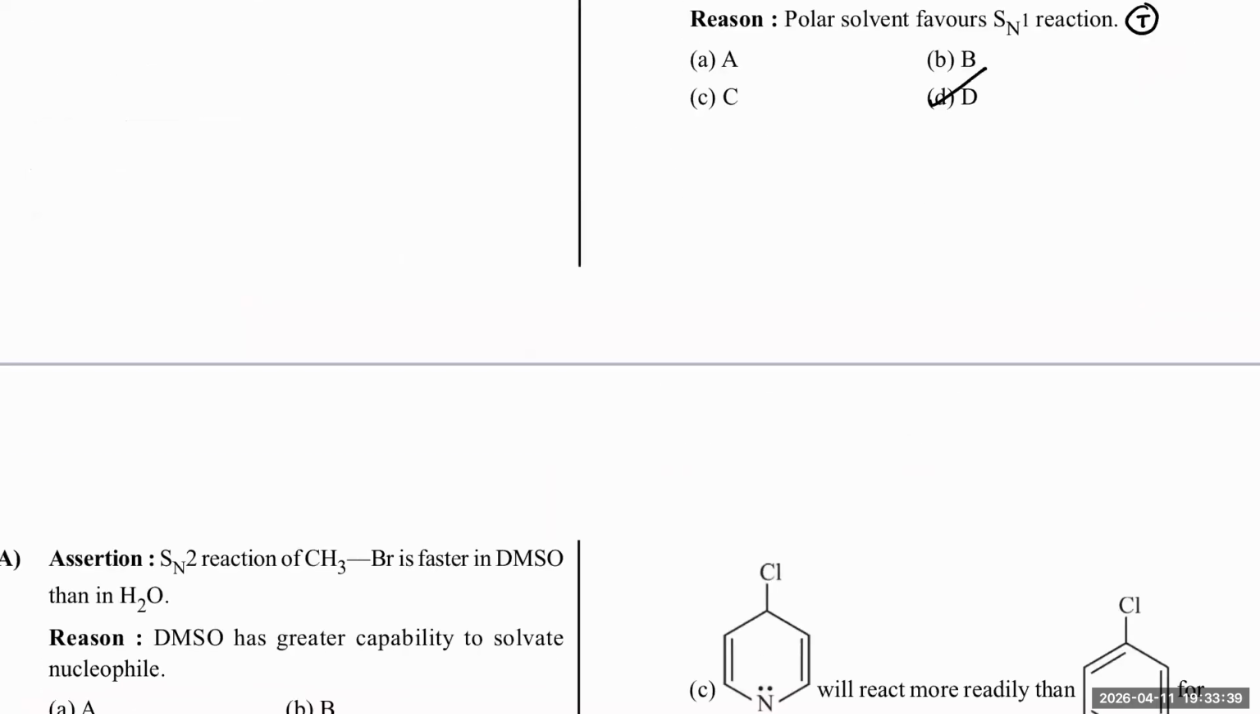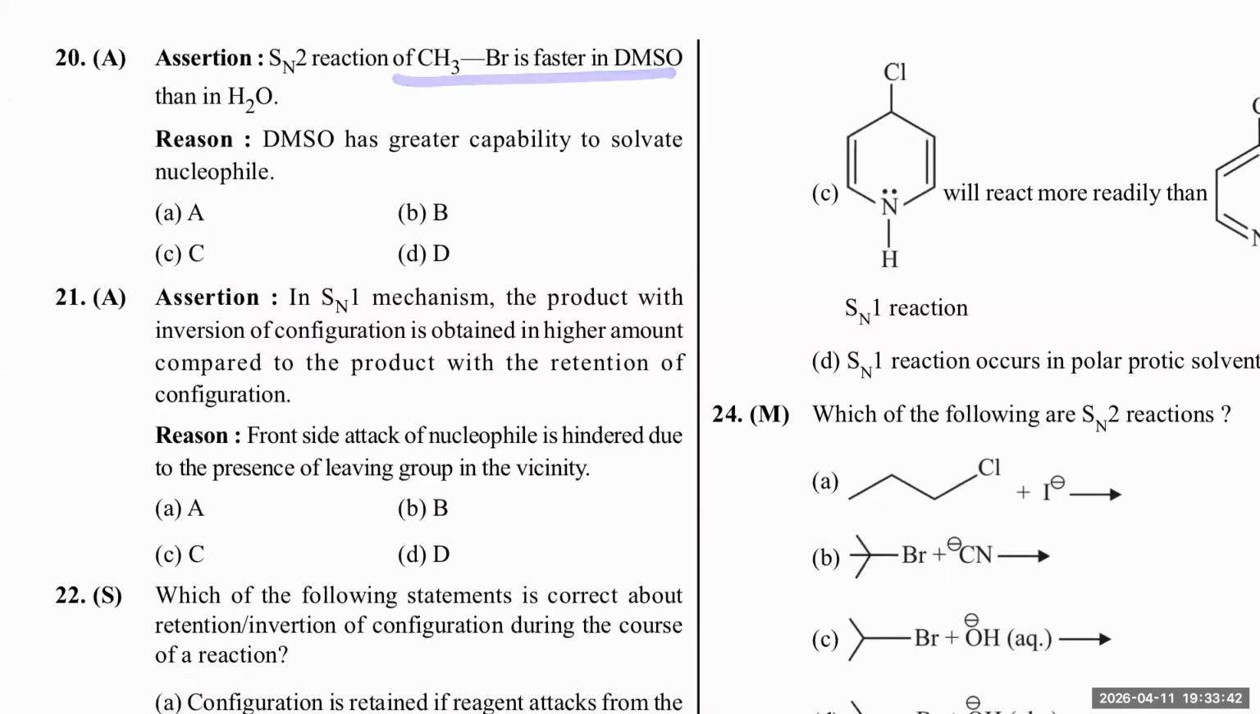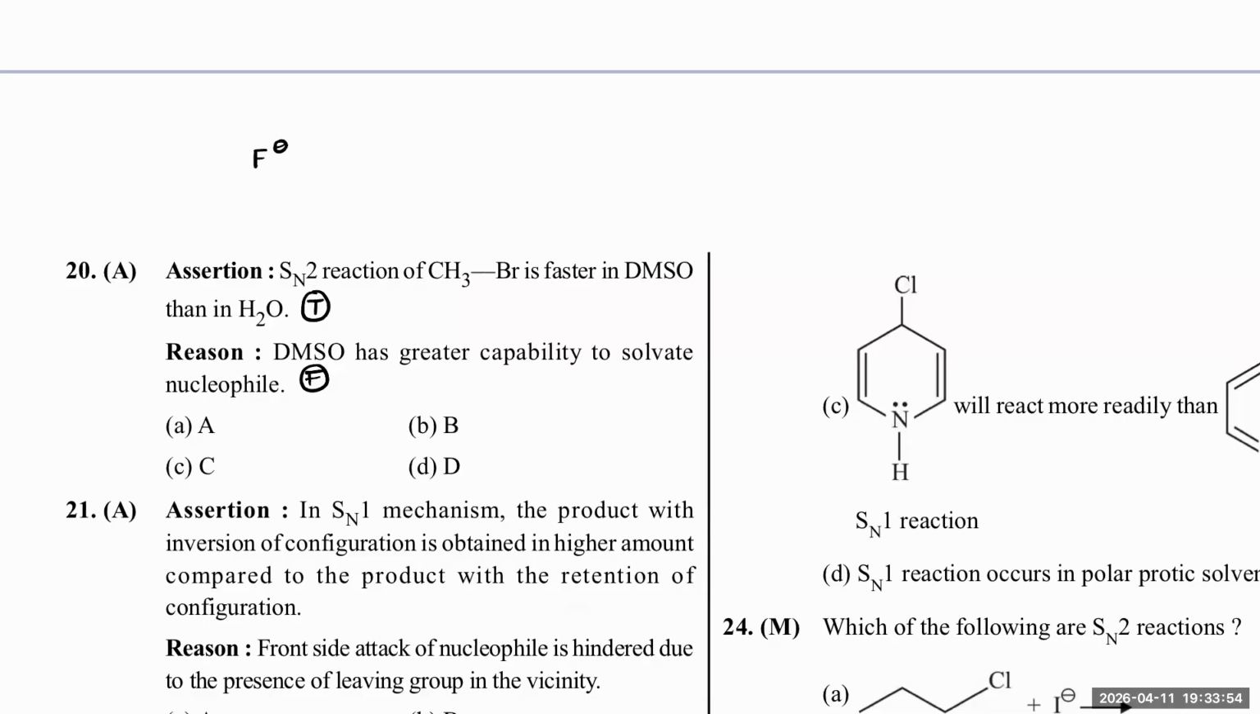Next. SN2 reaction of this one is faster in DMSO than H2O. That is true. DMSO has a greater capability of solvating nucleophile. False. For example, F minus is a nucleophile, CH3 with some leaving group is here. It has to go and attack. If it is in a polar protic solvent, water molecules will surround it. This is called solvation. So it becomes very difficult for fluoride to go all the way. But if it is in DMSO, this solvation will not be there. So F minus will run very fast. So this one is false. So answer is C.